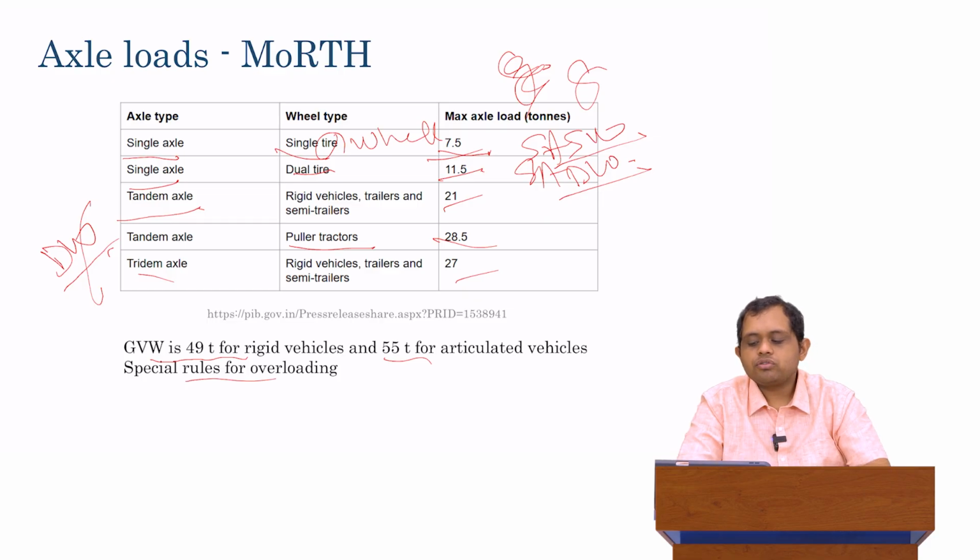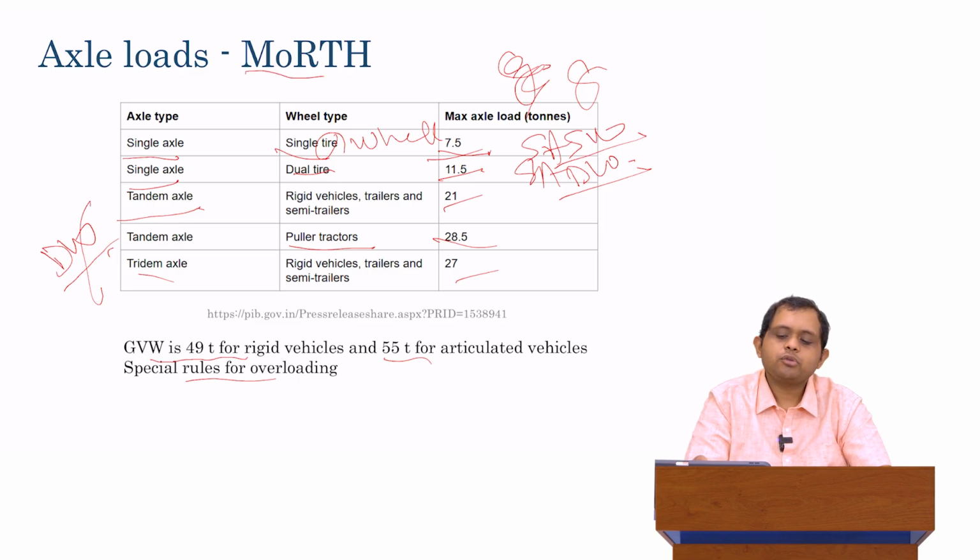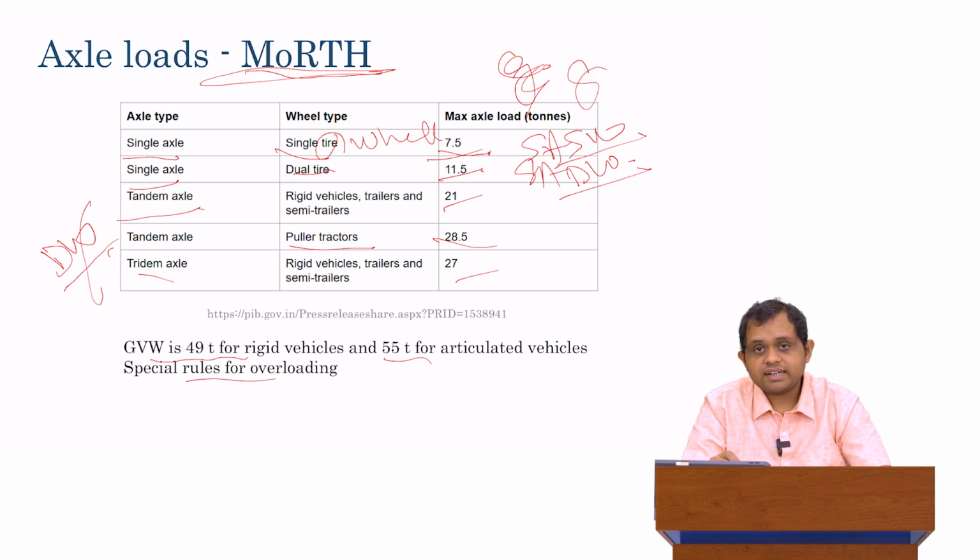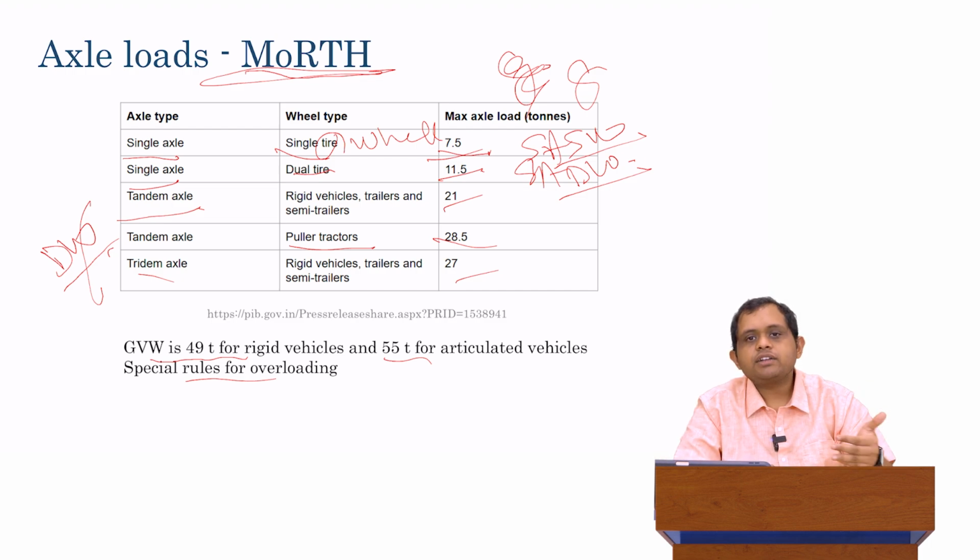There are also special rules for overloading. Now, whether the rules are enforced or not, well, that's a different issue. But you should know that these particular rules are defined, and this is the first time you're seeing this term over here, so let me define it. The Ministry of Road Transport and Highways is the nodal central agency. There are individual state agencies also. That is the nodal ministry which sets up all these rules.